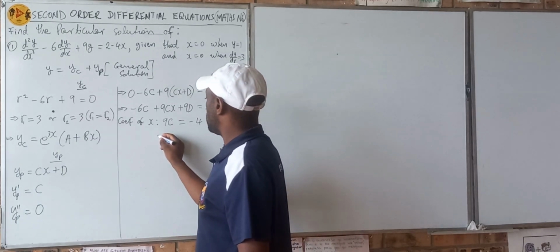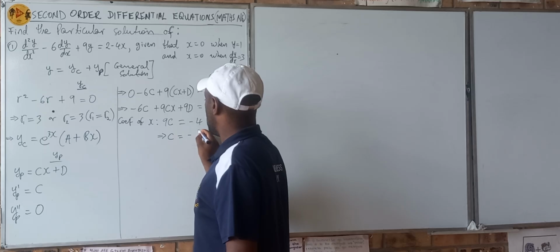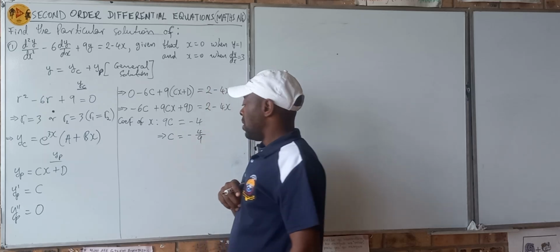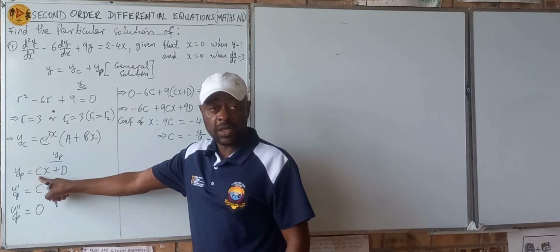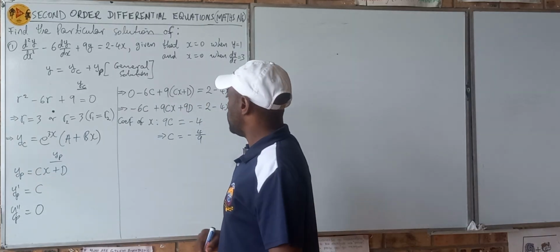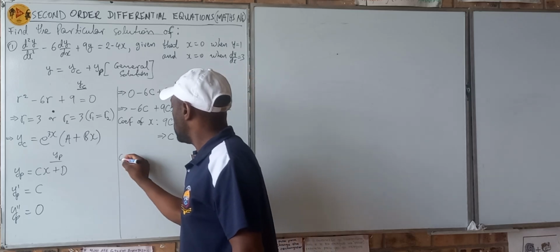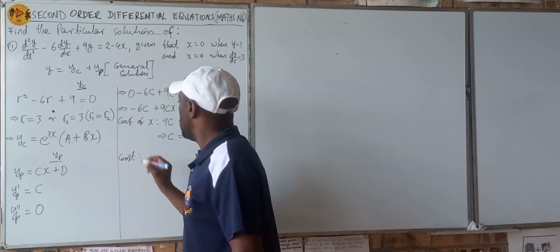So this tells me that my c is negative 4/9. So I'm done with c. So I know if I go back there, I will put a negative 4/9 there. Then we'll do the same thing for the constant, looking at the constant term on both sides.